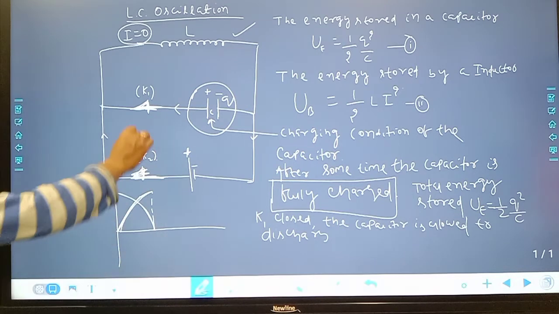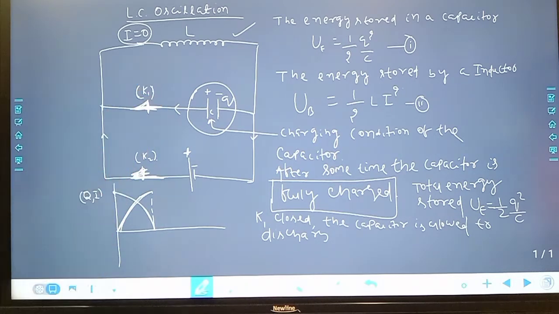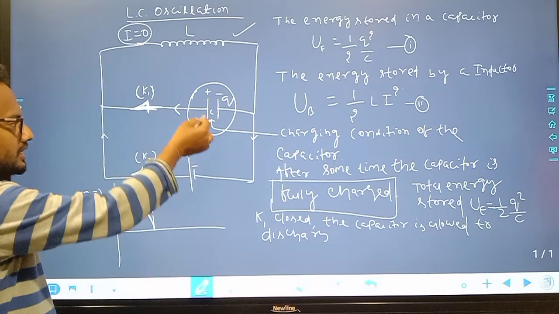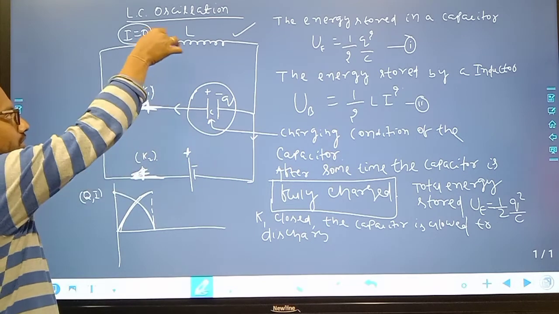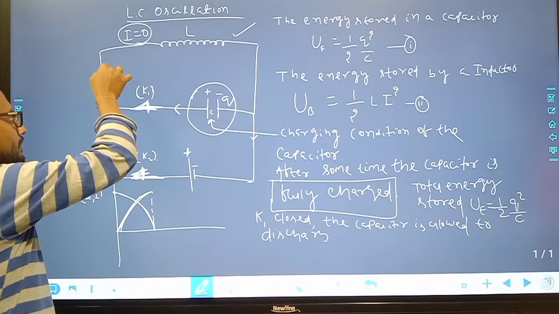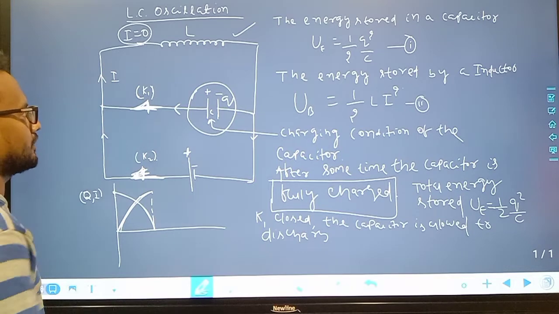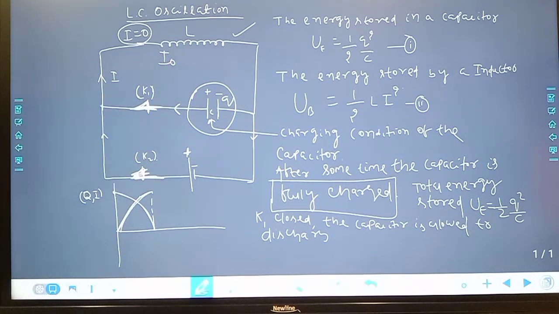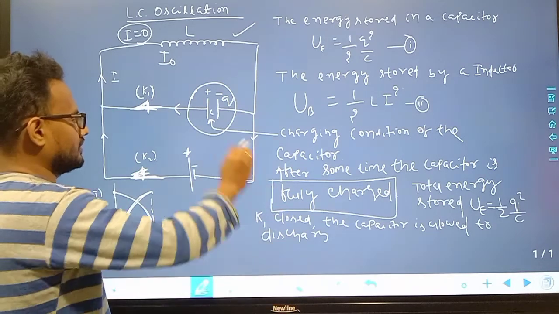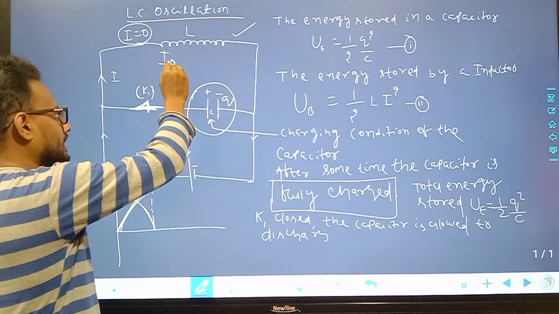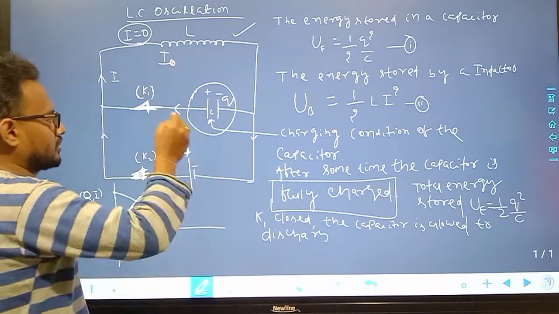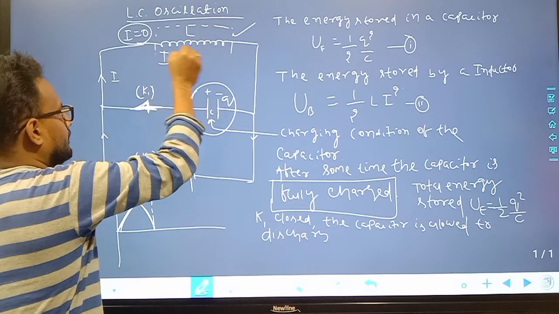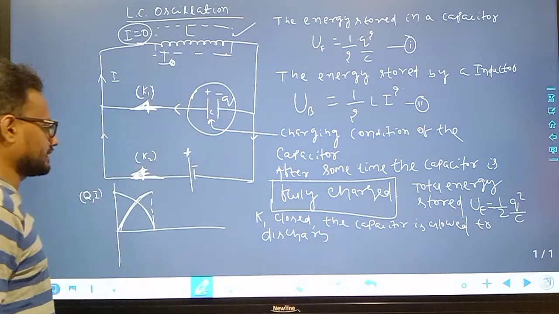Now when the key K1 is closed, what happens? The capacitor is allowed to discharge. As it discharges, charge flows and current flows in the circuit. The maximum current will be I naught. In this condition, the energy is stored in the form of a magnetic field by the inductor. Okay, so after some time what happens?